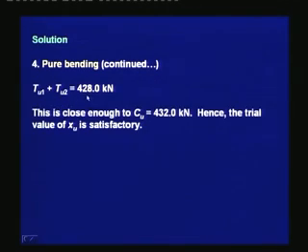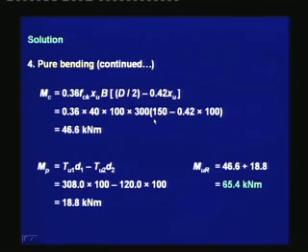Tu1 plus Tu2 is equal to 428, which is close enough to Cu. Hence, the trial section of Xu is satisfactory. MC, by substitution of the values, is 46 kilonewton meter, and finally we get MUR is equal to 65.4 kilonewton meters.